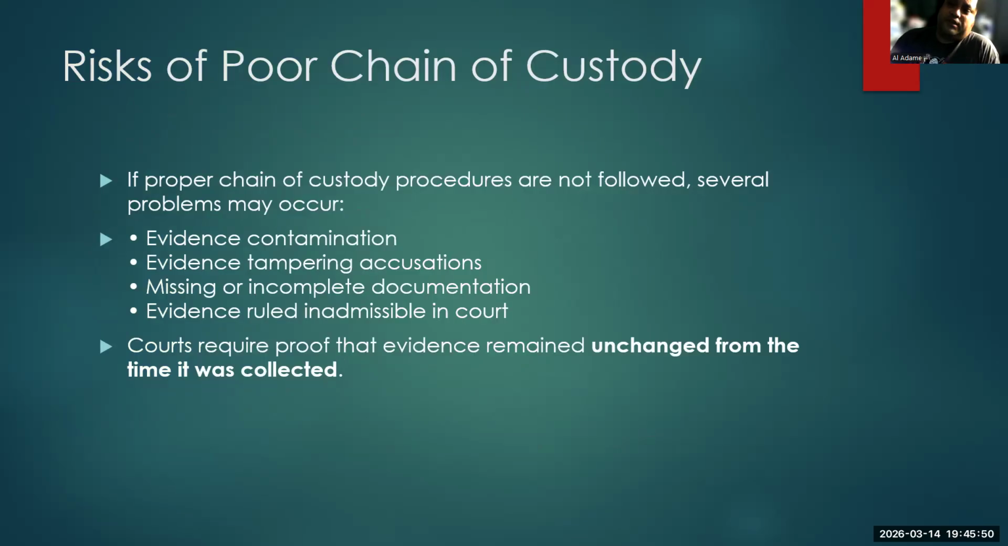So, if proper chain of custody procedures are not followed, several problems may occur. Here are some examples: evidence contamination, evidence tampering accusations, missing or incomplete documentation, and evidence ruled inadmissible in court. Courts require proof that evidence remains unchanged from the time it was collected.